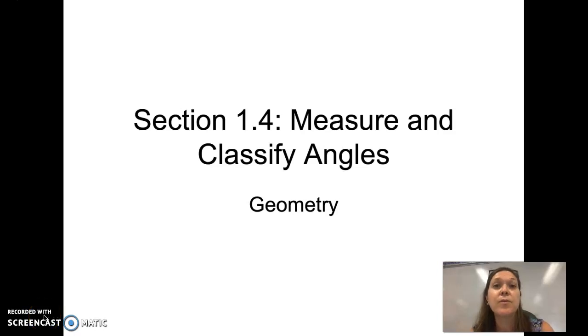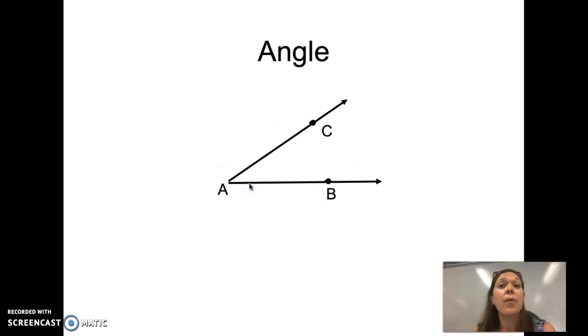Hi everyone, welcome to section 1.4, which is measuring and classifying angles. So, what is an angle?